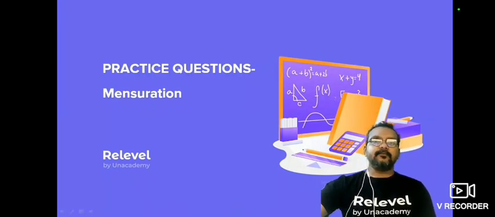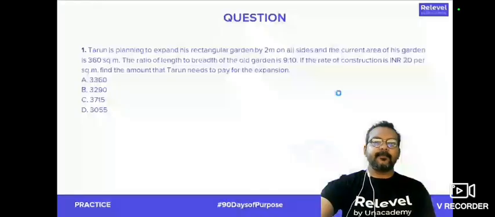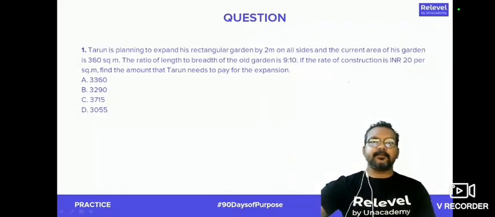So let's start with the concepts and questions on mensuration. The first question says that Tarun is planning to expand his rectangular garden by 2 meters on all sides, and the current area is 360 square meters. So this is a rectangular garden, and the current area of the garden is 360 square meters. And it's increasing by 2 meters on all sides.